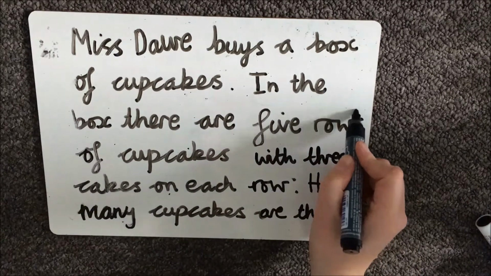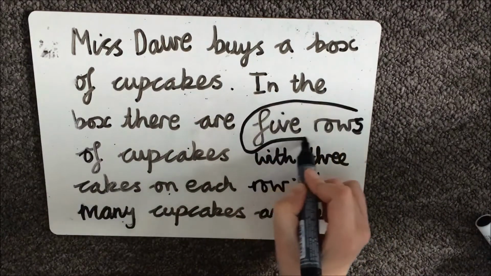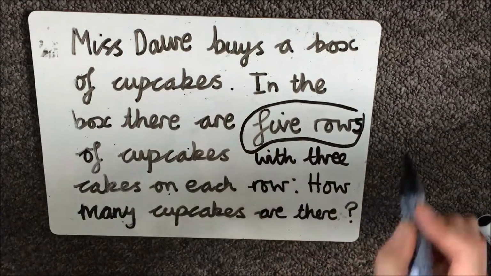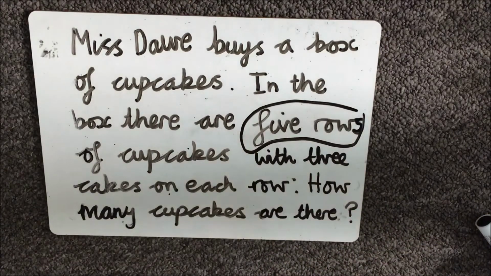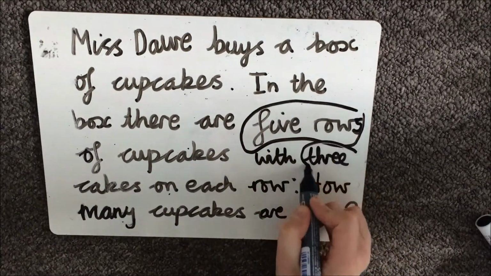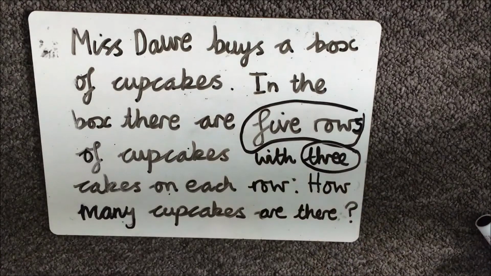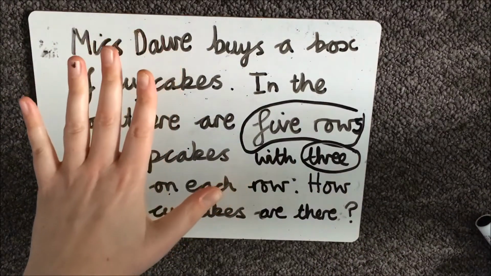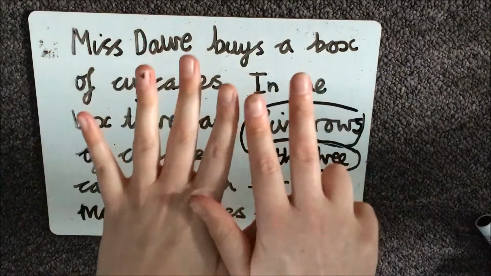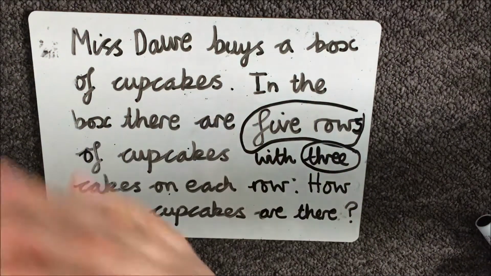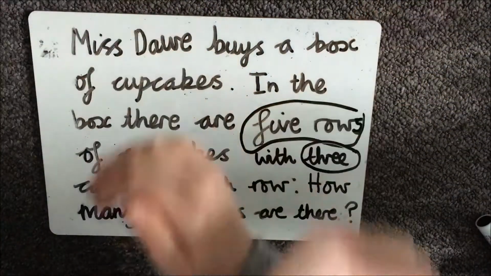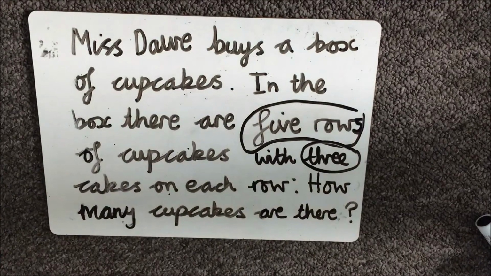It's the most important part. 5 rows. Not 5, 5 rows. And there are 3 on each row. Does that mean we do 5 out of 3? No, there aren't 5 cakes and then 3 cakes that we add. There are 5, what was our sign? Rows of 3. I would like you to see if you can do it as an array.